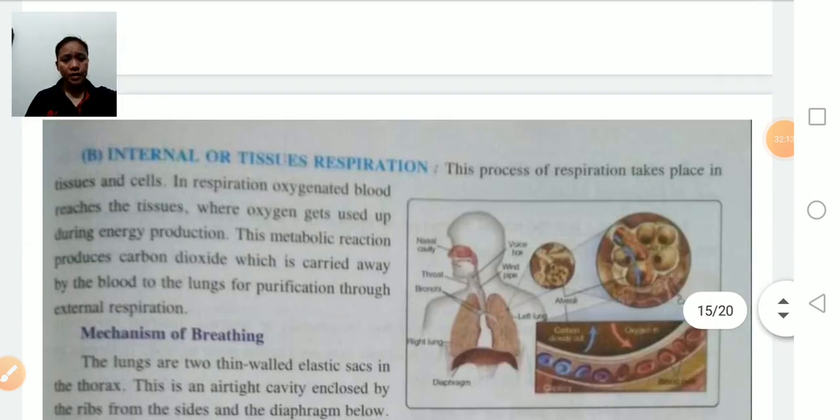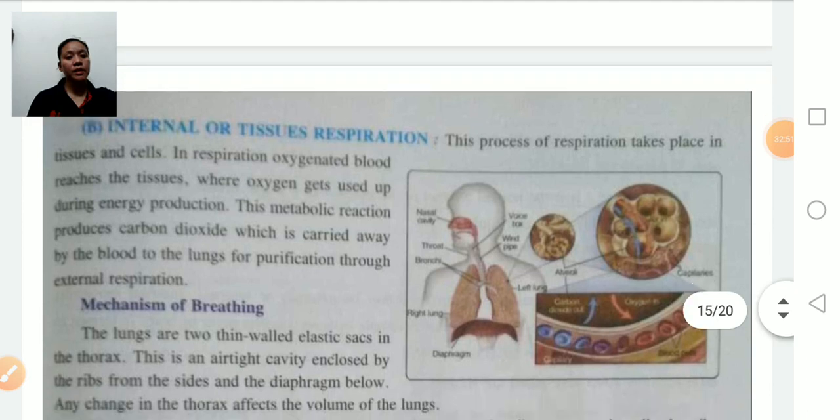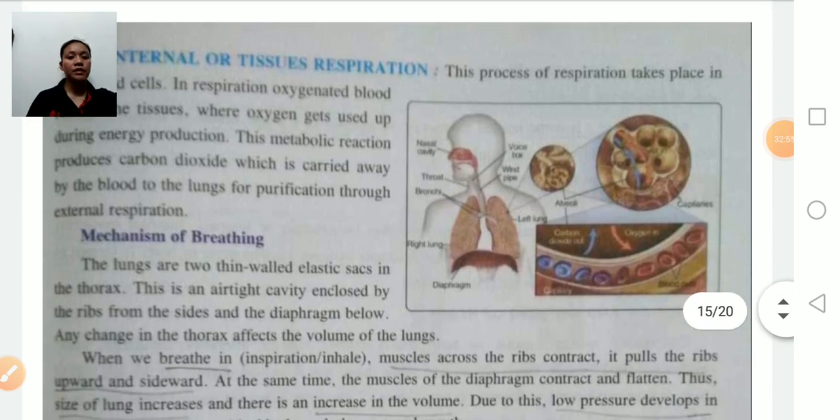In internal respiration, the process of respiration takes place in the tissues and cells. Oxygenated blood reaches the tissue where oxygen gets used up. Oxygen is used during energy production, and when the energy is produced, carbon dioxide is released. This carbon dioxide is carried away by the blood to the lungs for purification through external respiration.